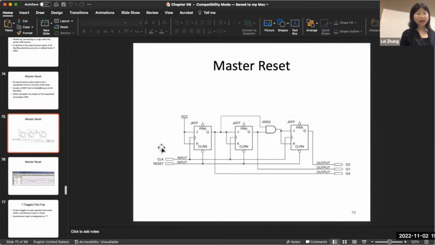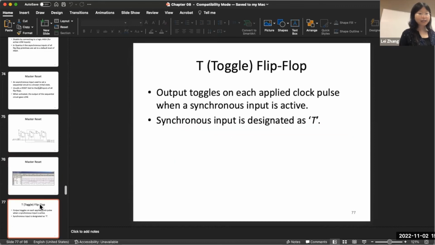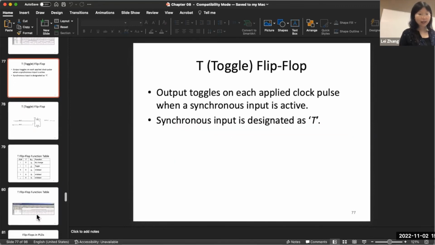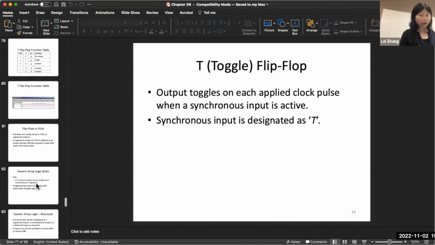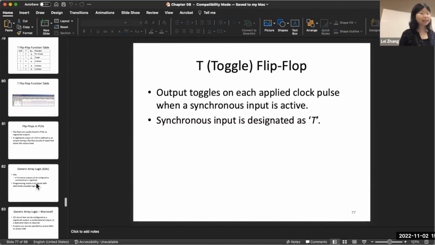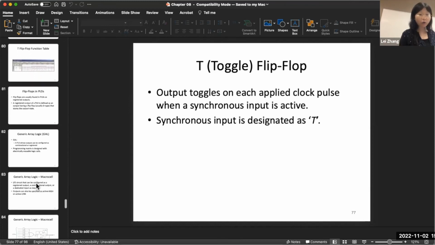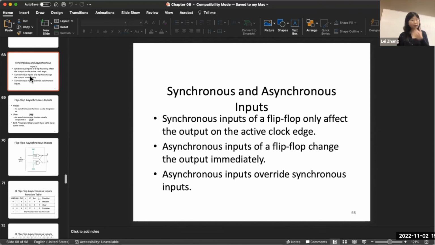Again, this is a JK flip-flop. Master reset is normally asynchronous. But if you read the Xilinx technical report, it will always recommend that we use a synchronous reset. In the future, we will look at how this is implemented in VHDL code, synchronous and asynchronous. This is a concept I want to have a quick talk about.